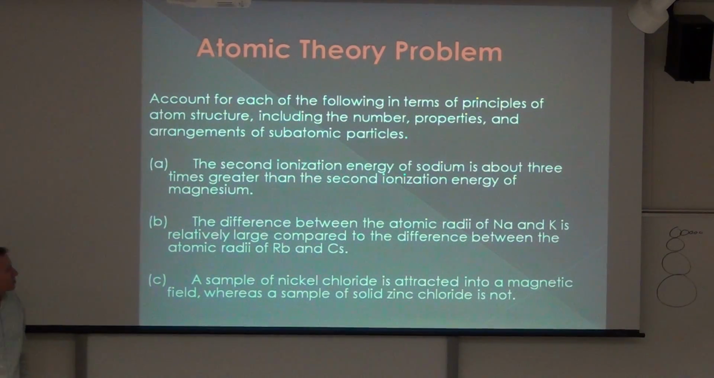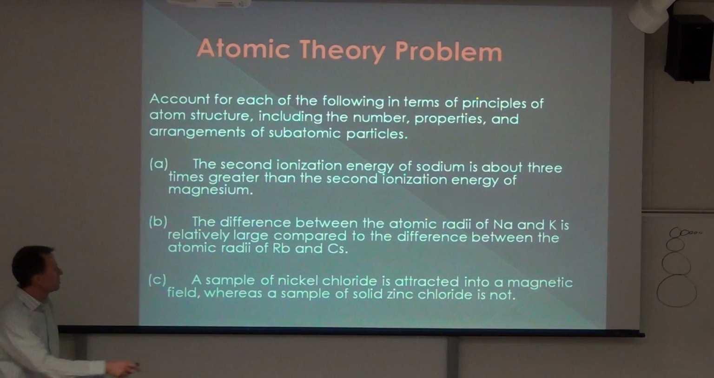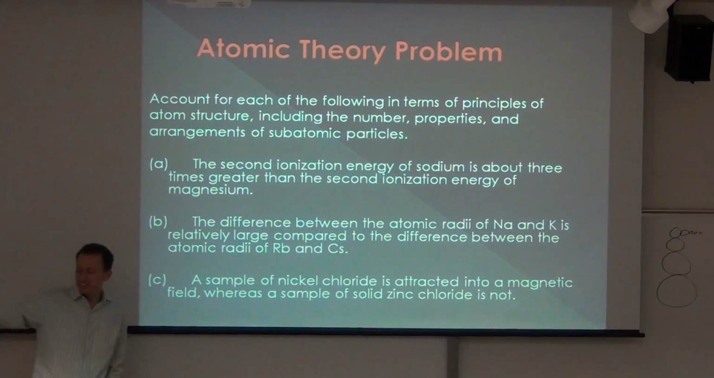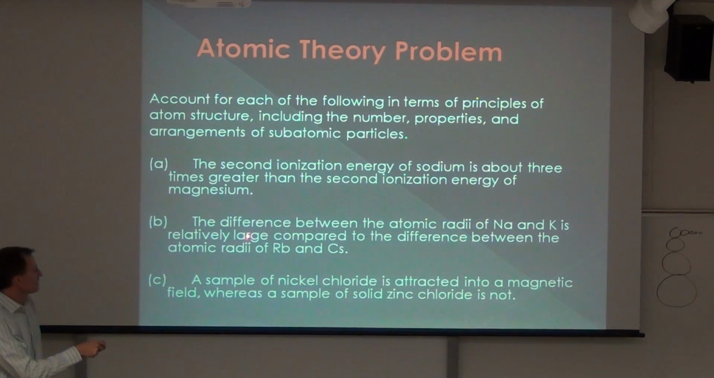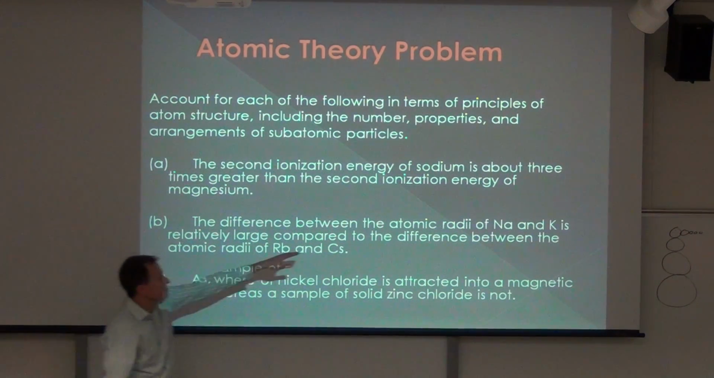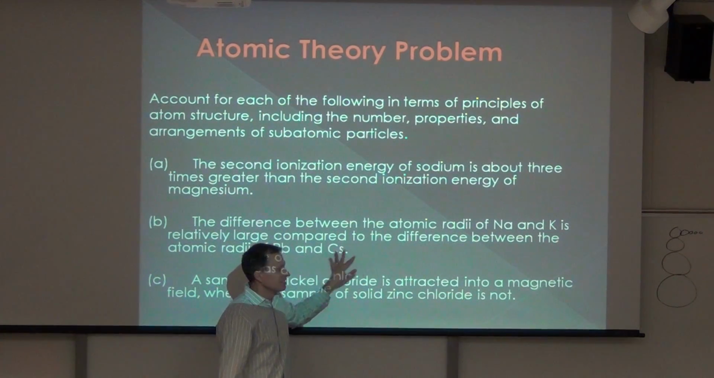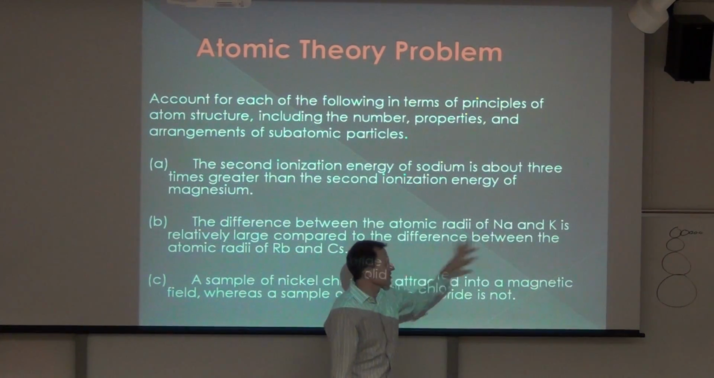2B: the difference between the radii of Na and K is relatively large compared to the difference between Rb and Cs. Any thoughts? We thought Rb and Cs are farther down, so they have more energy levels and more shielding effect compared to Na and K. Okay, but the difference is relatively large compared to the other. It doesn't mean this is large compared to this. This difference is greater, this one is less.